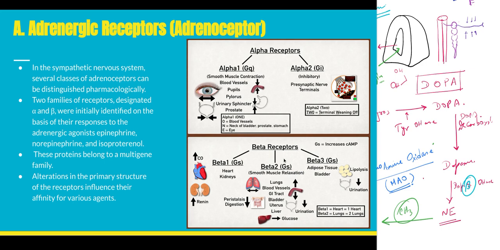Just for information, we were discussing Gs, which is the adenylyl cyclase pathway, cyclic AMP. Gi was also similar, but it had an inhibitory effect. So Gs increases cyclic AMP, Gi decreases cyclic AMP. And Gq is the PIP2, IP3, DAG pathway. Just recalling, we discussed it previously.